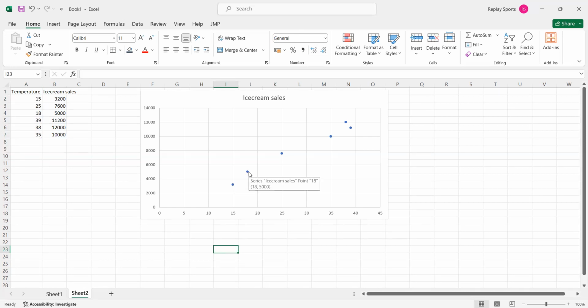Now, when you draw this, it is called a scatter plot, or an XY plot also we call it. You have an x-axis and a y-axis, and each point is representing a value on the x-axis and on the y-axis.